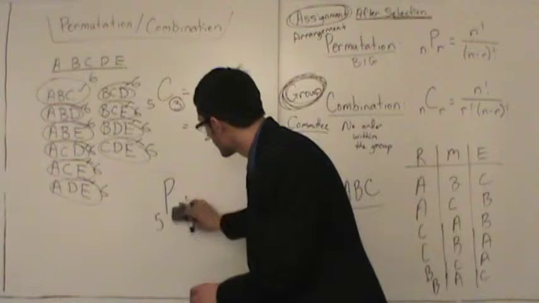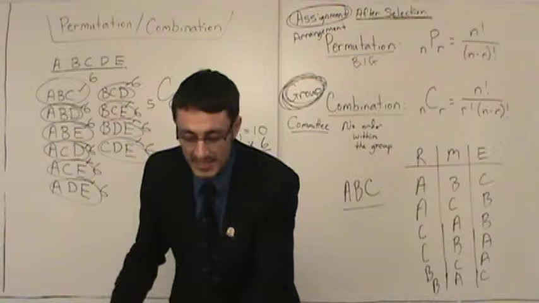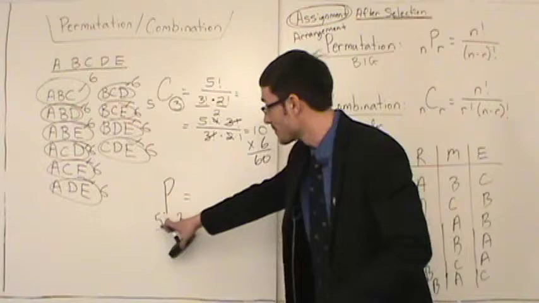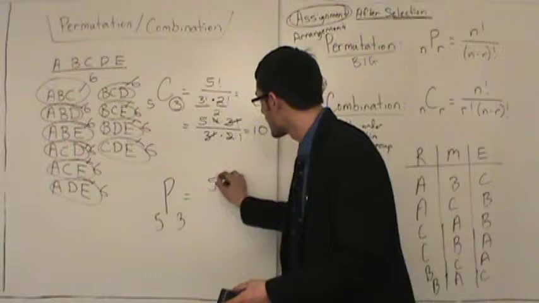The permutation formula will actually calculate not only the number of groups, but also the ways that we can assign within the group. So it's going to be an answer of 60. Our permutation formula, permutation 5 choose 3, is going to give us an answer of 60. Watch this. We're going to have 5 factorial on top, and on the bottom we have 5 minus 3.